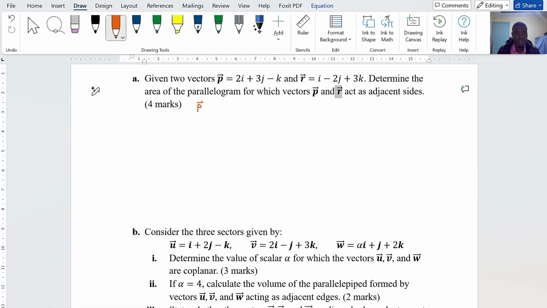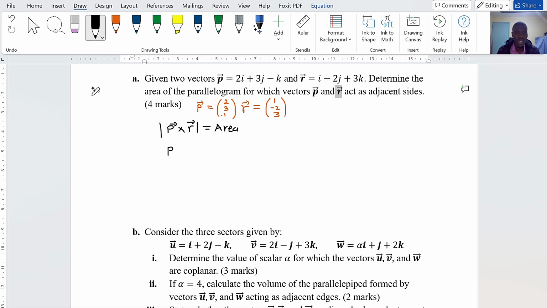So P vector in column form is simply 2, 3, -1, okay. And R vector in column form is simply 1, -2, and 3, okay. Now we have a condition that the magnitude of P vector cross R is equal to the area of the parallelogram formed by the two vectors as adjacent sides. So we need to get the magnitude of the cross product.